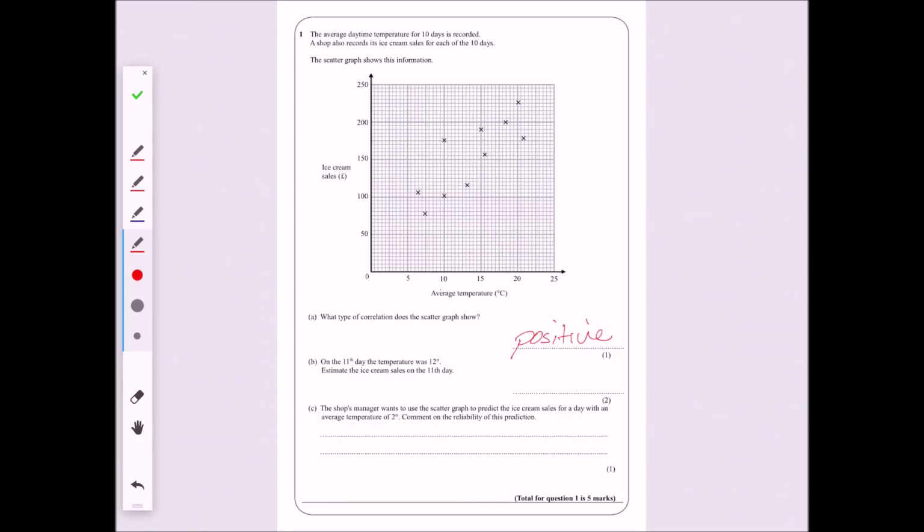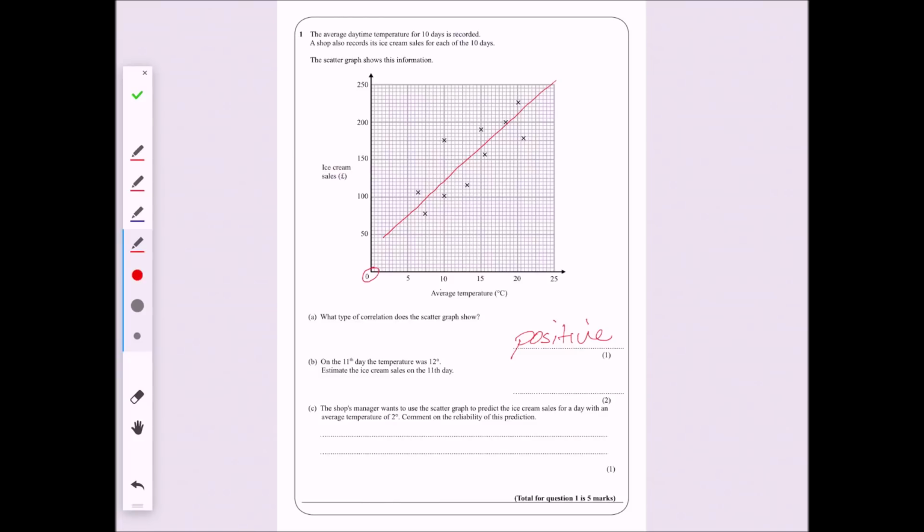On the 11th day, the temperature was 12 degrees. Estimate the number of ice cream sales on the 11th day. Well, to do this, we need a line of best fit. So a line of best fit should be a nice straight line through all the middle. You don't need to go through the origin. A lot of people think you do, but you don't. It just needs to fit as best as you possibly can.